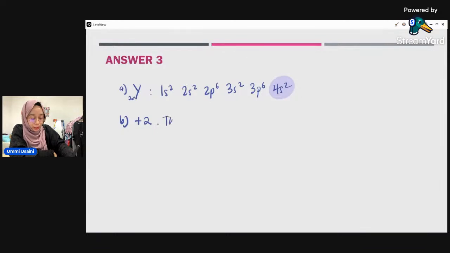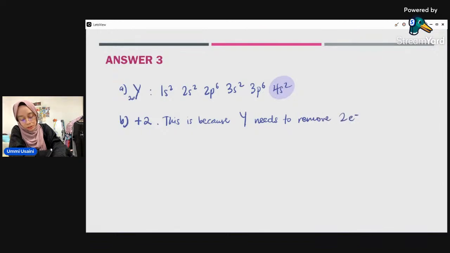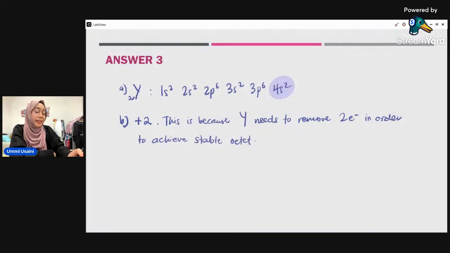So this is because Y needs to remove 2 electrons in order to achieve stable octet. Okay, settled. We have explained here. Okay, so now C. Okay, so what was C earlier?